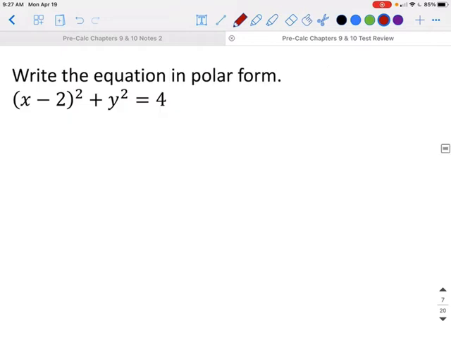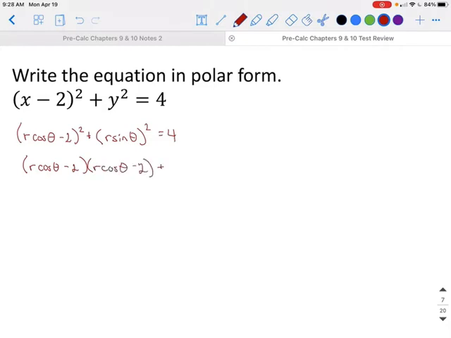Write the equation in polar form. So to write this in polar form, remember x is equal to r cosine of theta, and y is equal to r sine of theta. Now, if you look at this first part, we do a binomial because we have a piece minus another piece. So we will have to write this twice and FOIL.